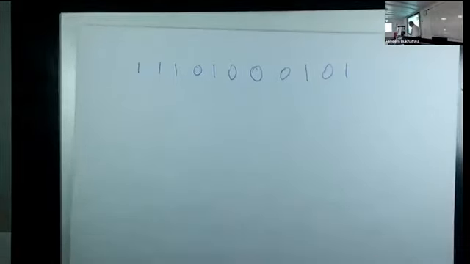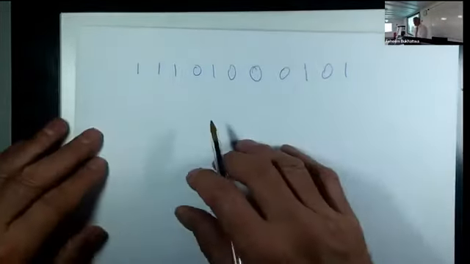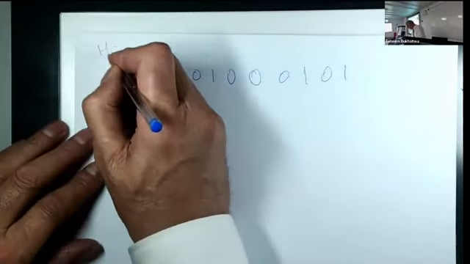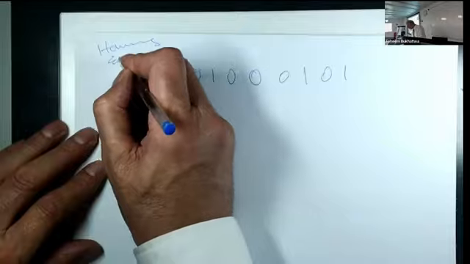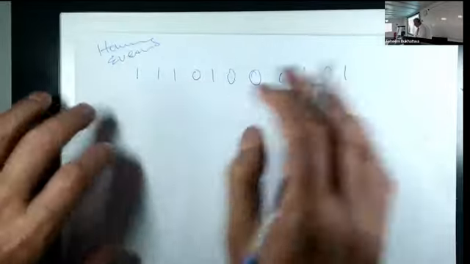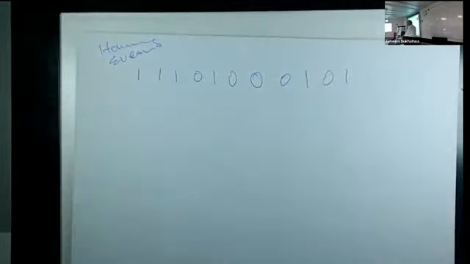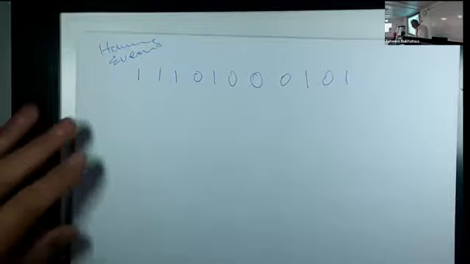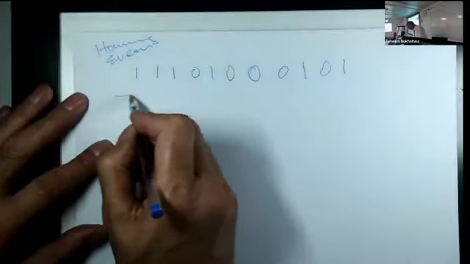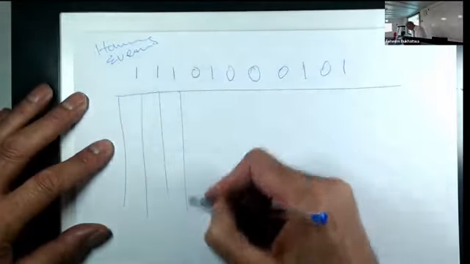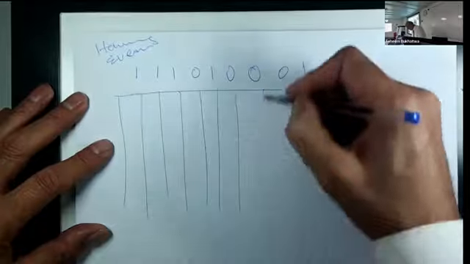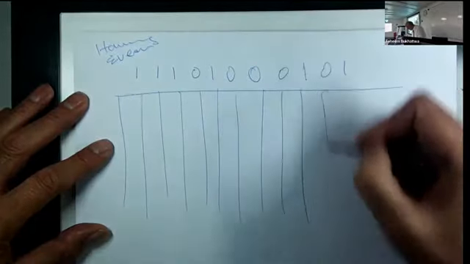Same question. The sender sent you this frame after performing even Hamming code. So they did the same. They put parity bits and they sent you the frame. Now, does it have any problems? So first thing, I'm gonna just create the columns 1, 2, 3, 4, 5, 6, 7, 8, 9, 10, 11.